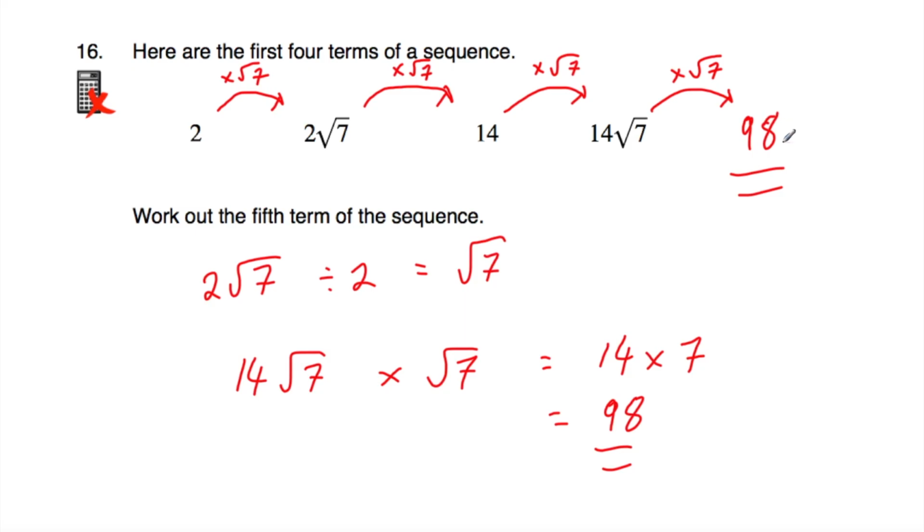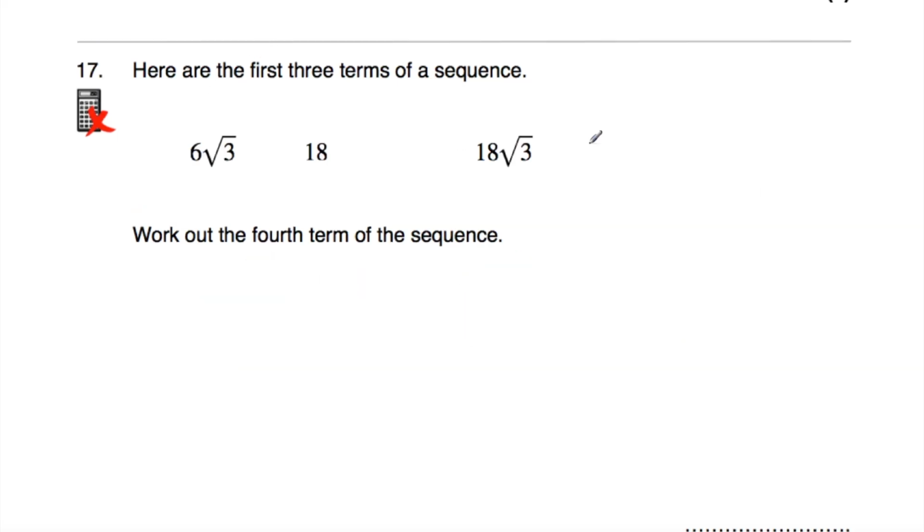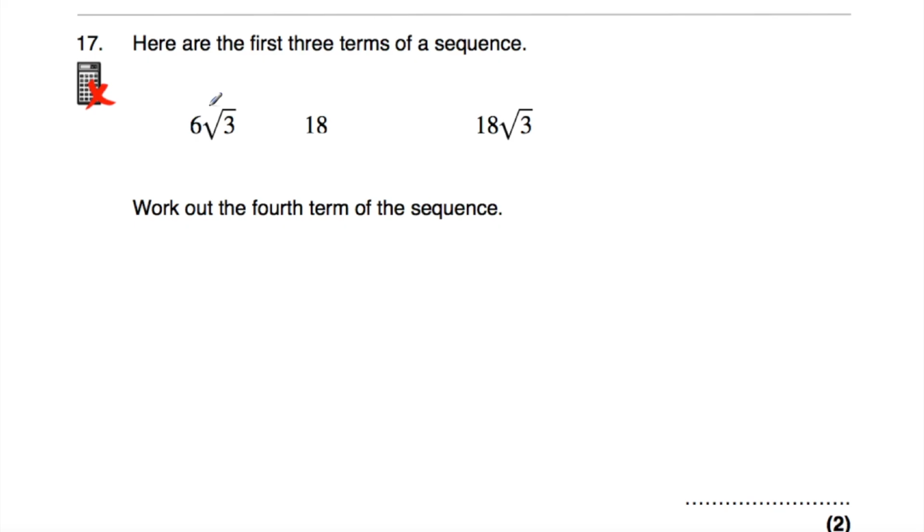Okay, let's have a look at our next question, question number 17. So question number 17 is a similar question where we've got some surds and we've got the first three terms of a sequence: 6 root 3, 18, 18 root 3, and we want to find the fourth term in the sequence. So let's find out what we're multiplying by each time.